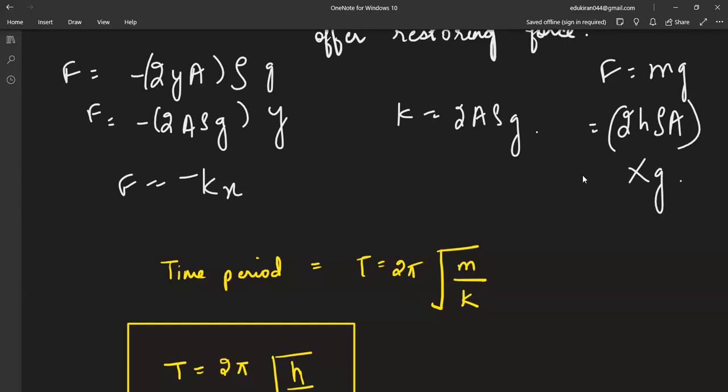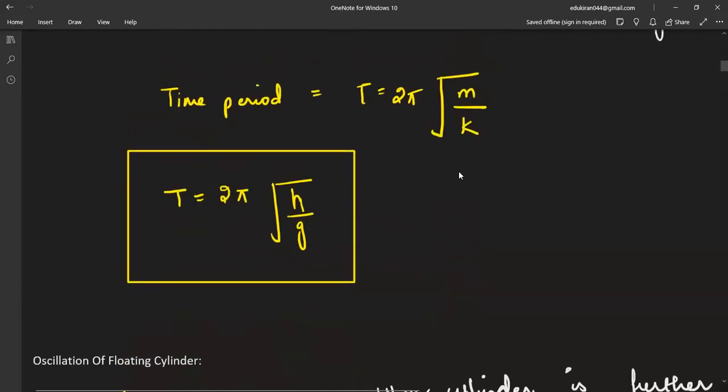Time period is again 2 pi under root m by k. So here the mass, the constant that we are getting, why are we writing this? Because of the same equation, omega is equal to under root k by m. Understood? I hope you are getting why we are writing it as mass into density, rho 2hg. 2h is the height that we are taking. Same thing, this is the derivation.